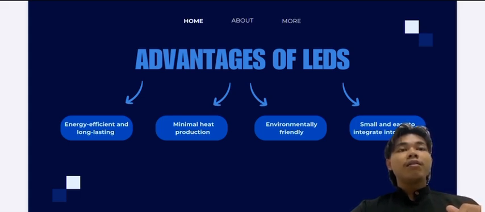They can be used in various applications, from tiny indicator lights in electronic devices to large LED billboards and smart lighting systems. So, in summary, LEDs are energy saving, long lasting, produce less heat, are good for the environment, and are small and convenient to use. These are the main reasons why LEDs are becoming the preferred choice for lighting today. Now, let's move on to the next part of the presentation.